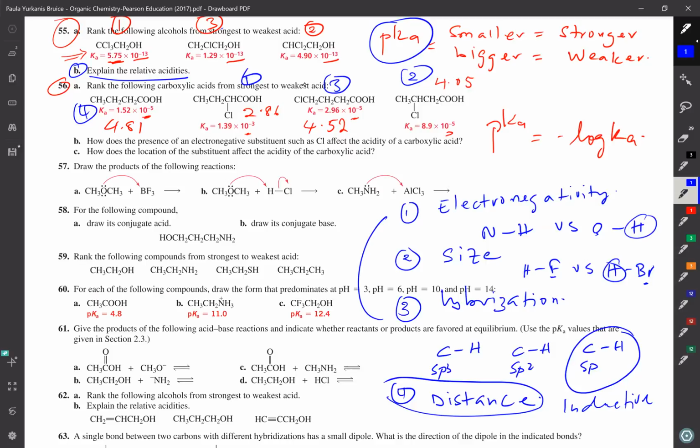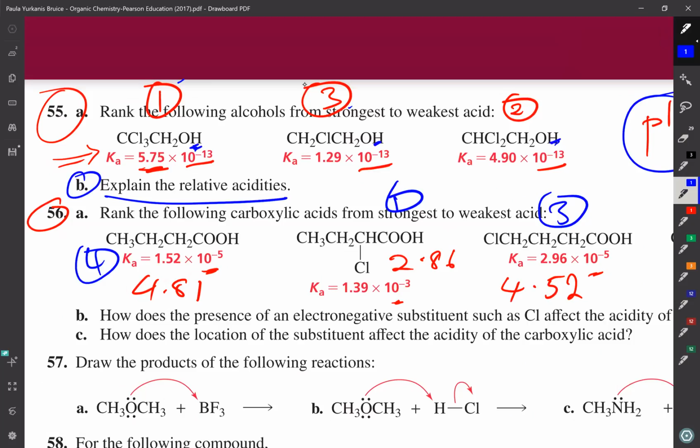So if we go to question 55, we compare this oxygen here, the hydrogen, because this is the most acidic hydrogen. Our most acidic hydrogen is the one connected to the oxygen, because the oxygen is the most electronegative atom. Then you have a chlorine here. In terms of electronegativity, you have 2 chlorine atoms versus 1 chlorine atom versus 3 chlorine atoms. Because you have 3 chlorine atoms, this gives you a stronger electronegative pole. Does that make sense?